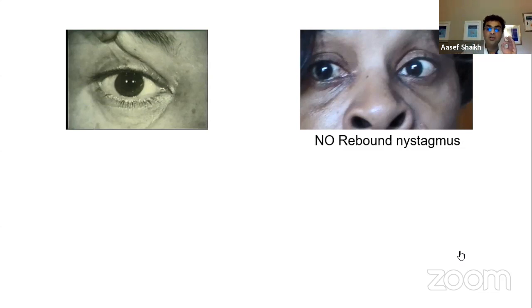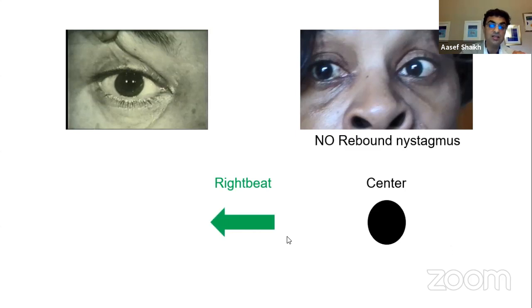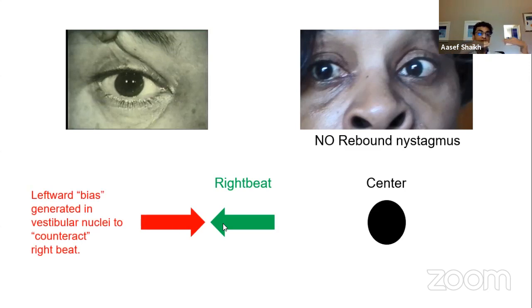So what happens is when you're looking at the center, you don't have gaze evoked nystagmus, right? When the eyes look to the right side, you get the right beat nystagmus, as I'm showing with this arrow, right? Now, when you get this right beating nystagmus, your brain puts together a way to counteract that nystagmus. So what your brain does, it tells your vestibular nucleus to go and generate something to oppose that right beat. So what your vestibular nucleus then does, it generates the leftward bias. So then the right beat fights with the leftward bias, and they try to cancel out. They try to minimize the deficits because of the gaze evoked nystagmus.